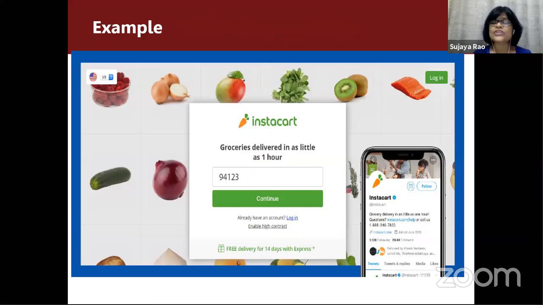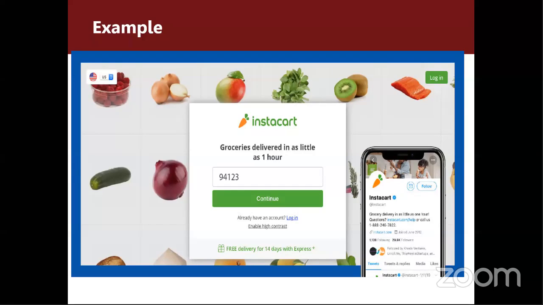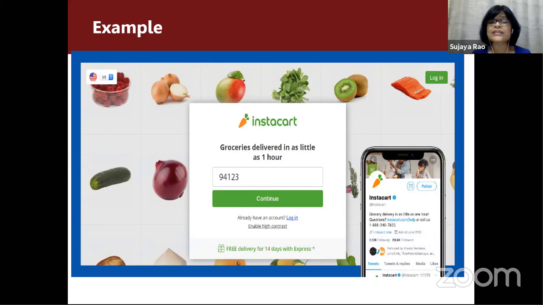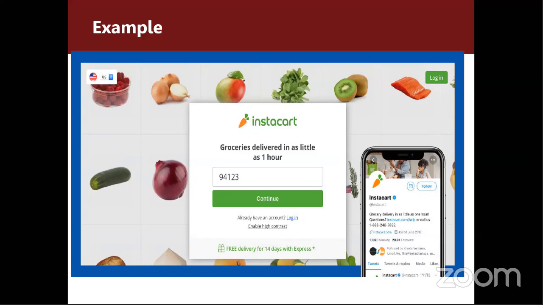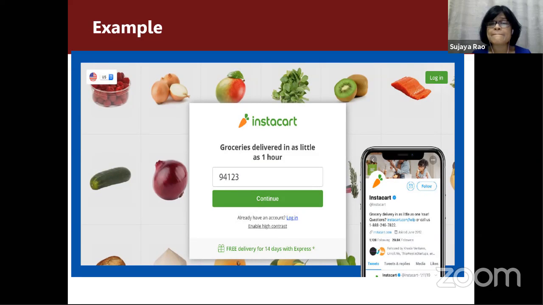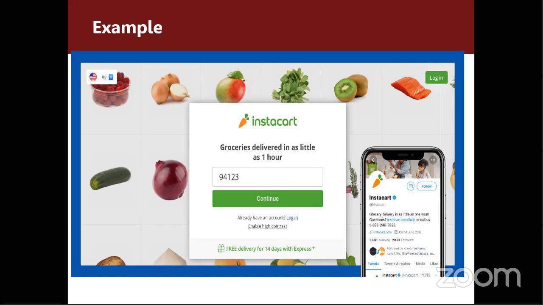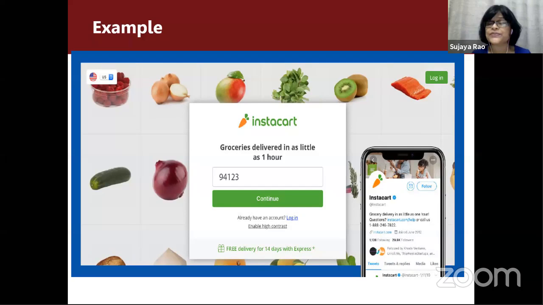All right. Let's look at an example of Instacart, online delivery of your groceries. When you look at this, I don't know if you can all read it, but what quickly stands out? What quickly stands out on this? Instacart, groceries delivered in as little as 1 hour. All right. Somewhere down the line, they have put right on their homepage, free delivery for 14 days with Express. You see how they are trying to build their base.